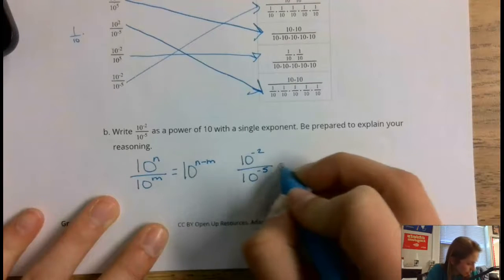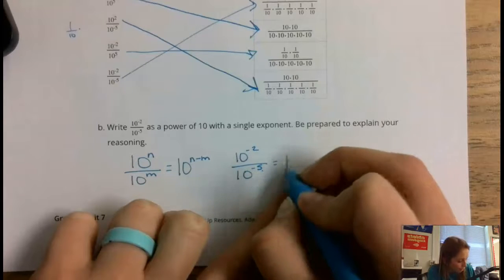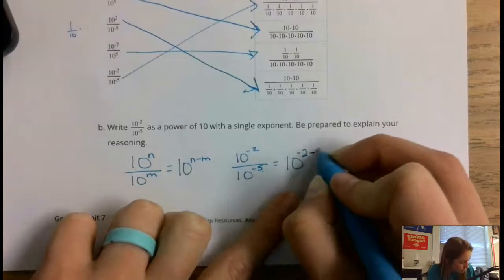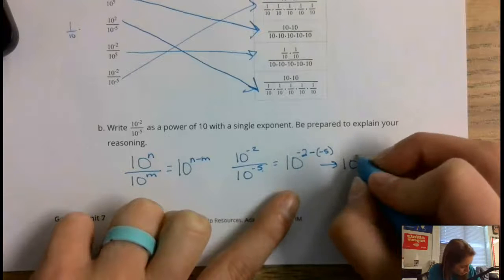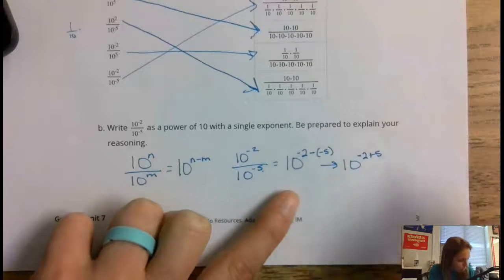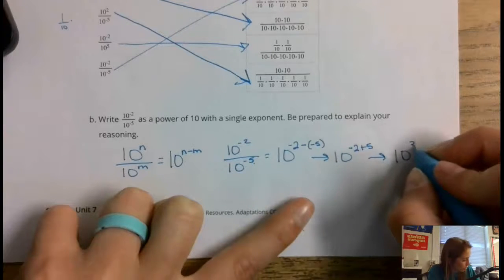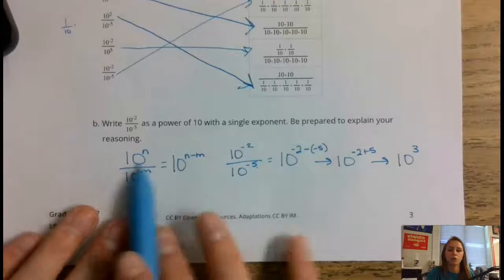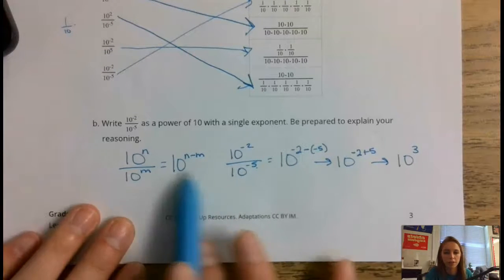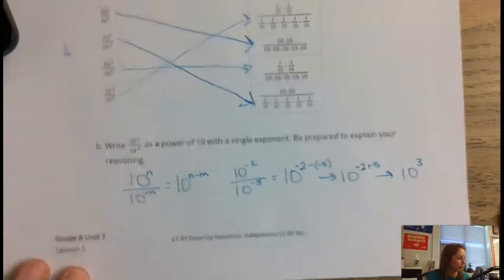So 10 to the negative 2nd over 10 to the negative 5th. We're going to take negative 2 and subtract negative 5. So negative 2 minus a negative 5, which is the same as saying 10 to the negative 2nd plus 5. Now negative 2 plus 5 is 3, so we get 10 to the 3rd power there. So we applied our rules that we learned in lesson 4 with our fractions. And now we're just working with some negatives, so be careful when combining.